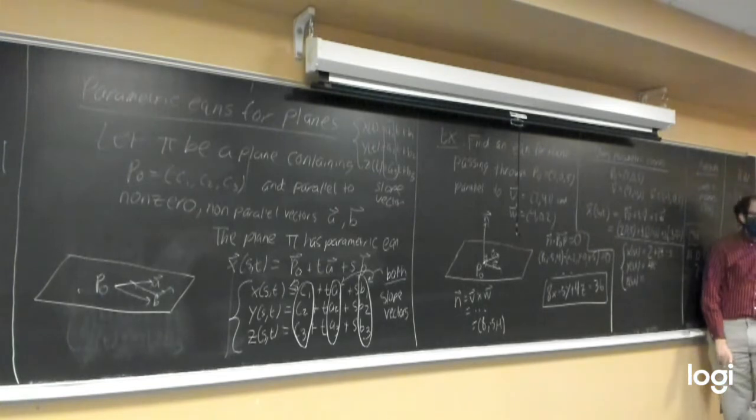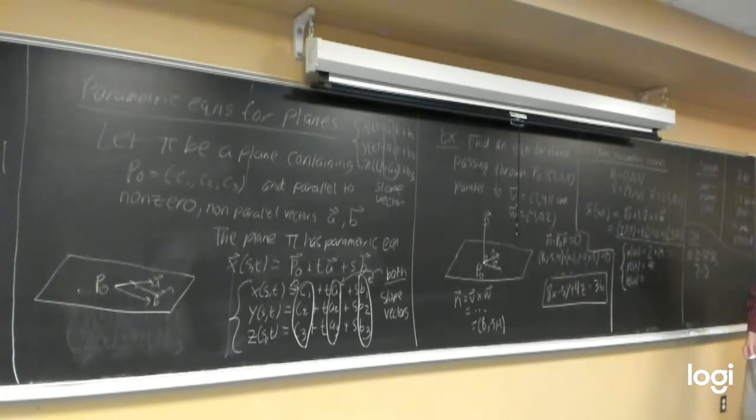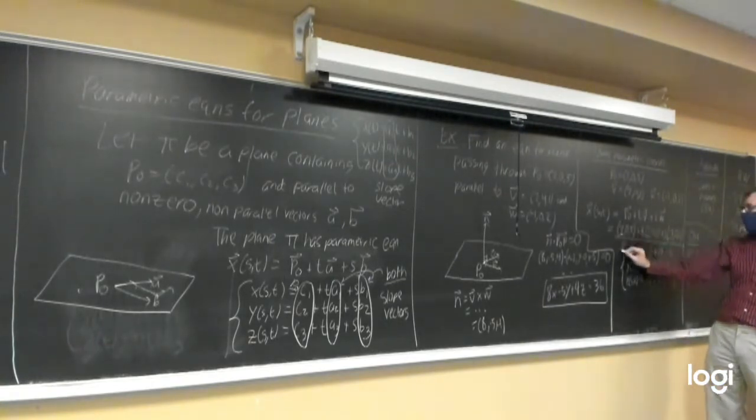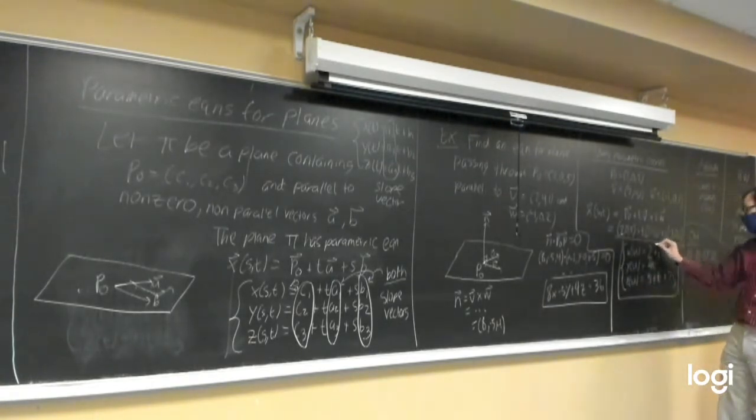And finally, how about our z coordinate? Plus t plus 2s. We'll have a 5 plus a t plus a 2s. And there we go. Parametric equations for our plane.